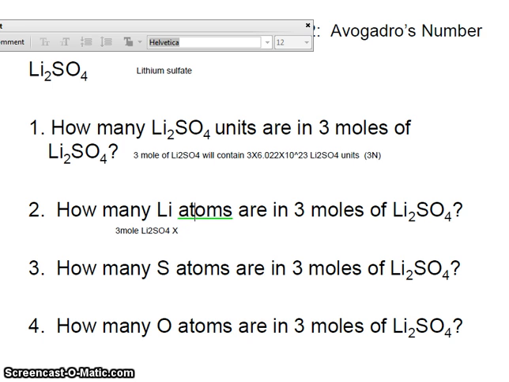So here, I want to say that for each lithium sulfate unit, I have 2 lithium atoms present per lithium sulfate unit.